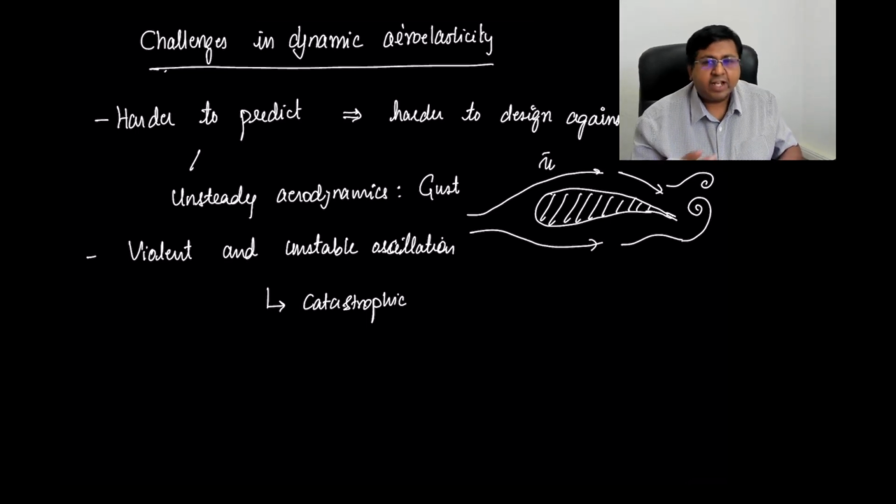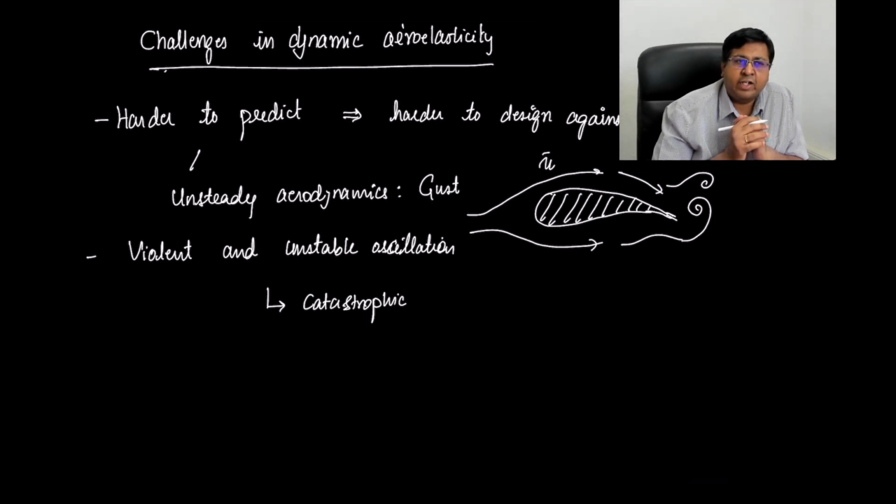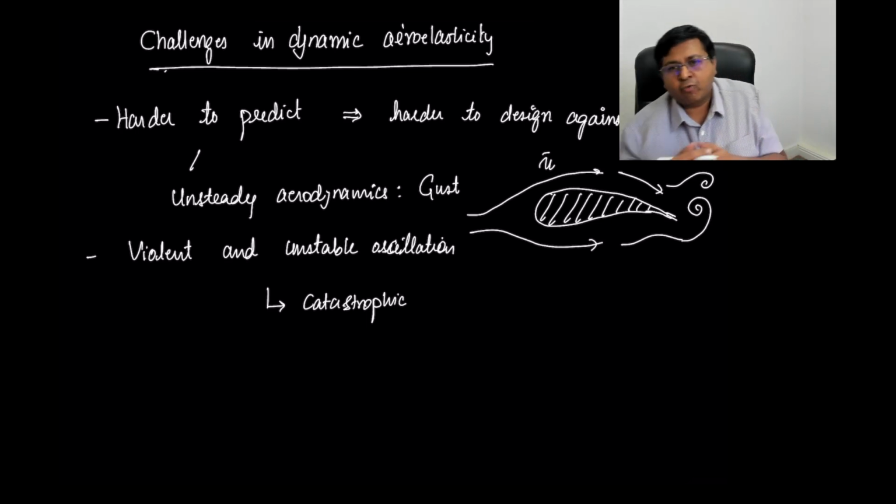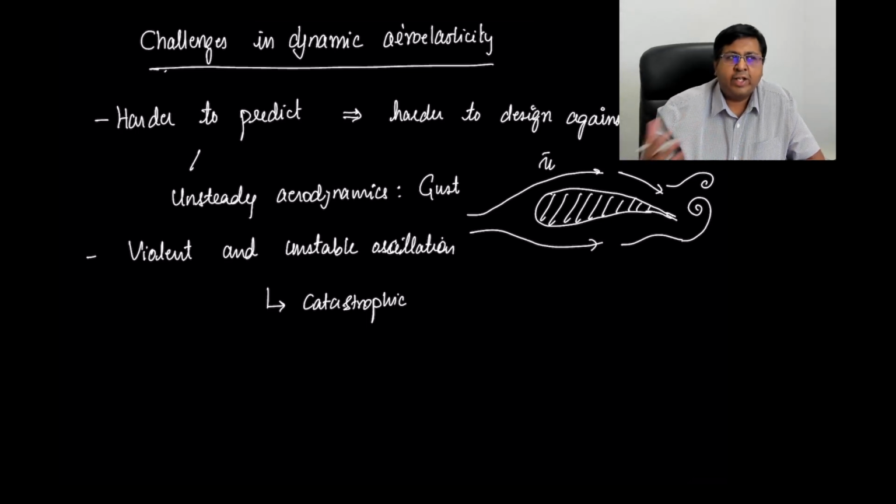A second challenge is that flutter events, which are one of our focuses today, are very violent and unstable events. Flutter is an unstable oscillation, and it can lead to catastrophic events like fracture and failure. So one needs to also account for material nonlinearities and material difficulties that come in when designing these structures. There are some ways of looking at the unsteady aerodynamics.